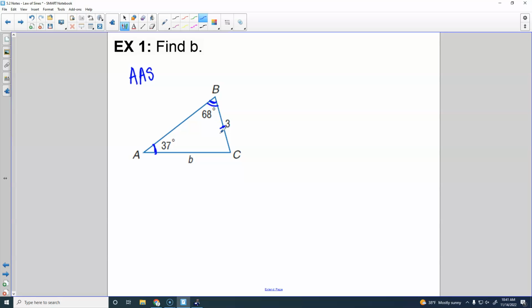To set it up, I'm going to take an angle. I'm going to take 37 first. I'm going to say sine of 37 over the side across from 37, which is 3, equals, and now I use the other angle that I know, sine of 68 over side B.